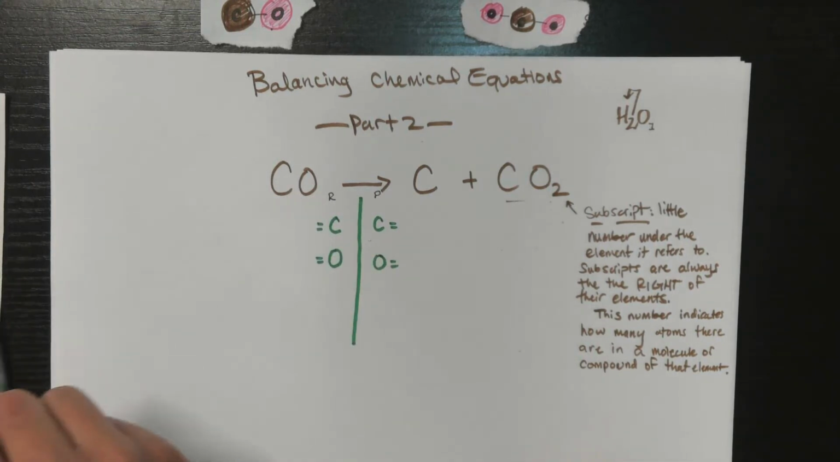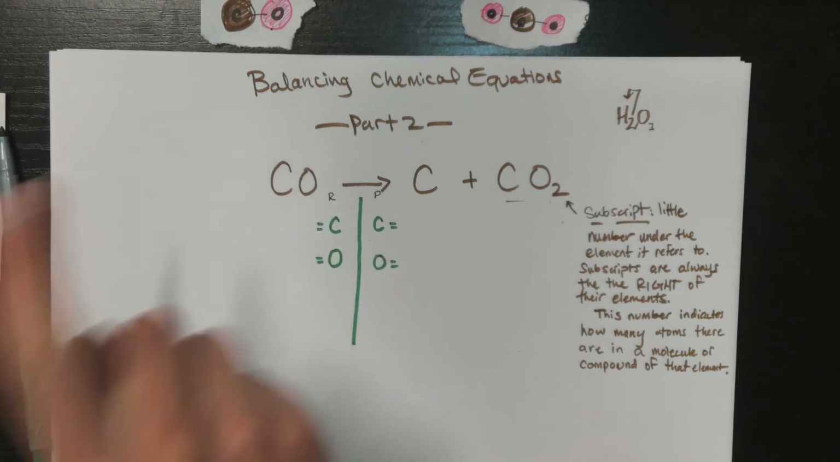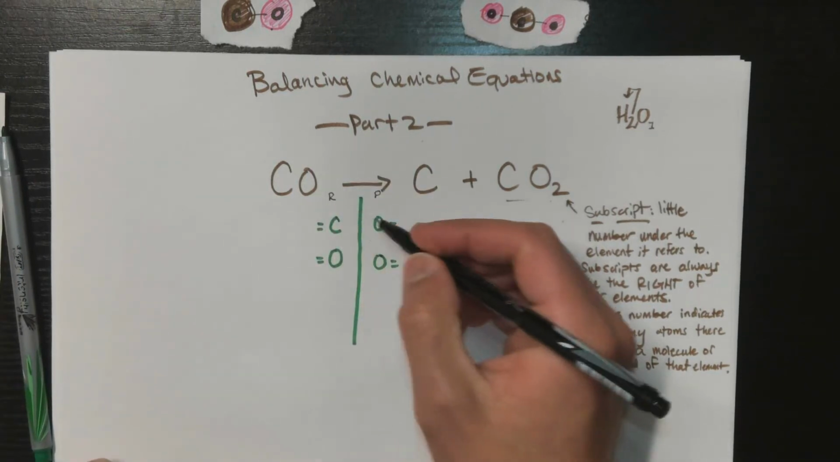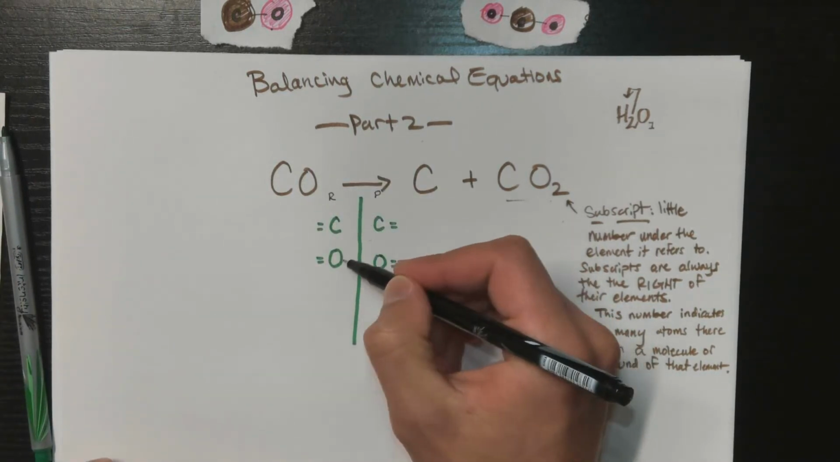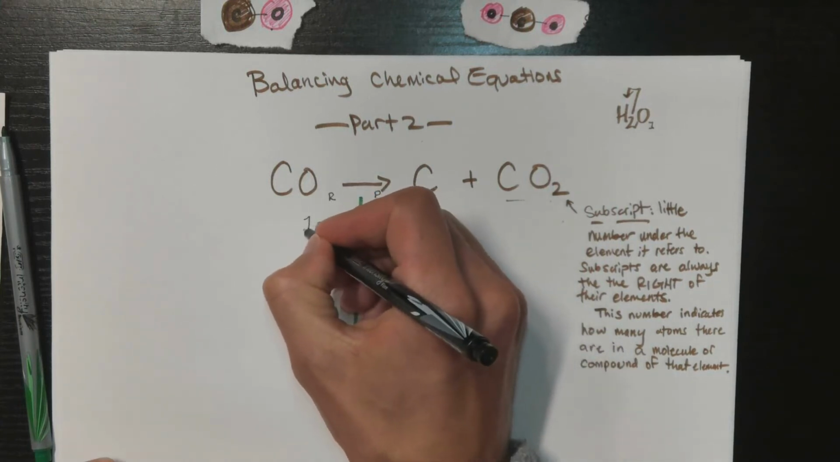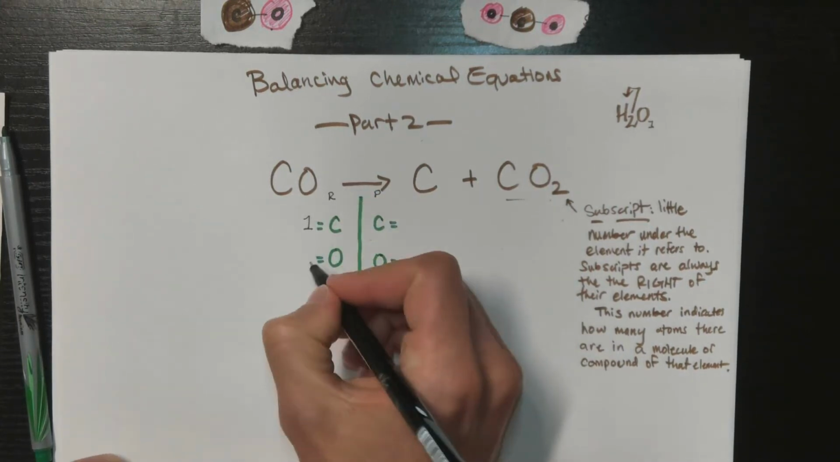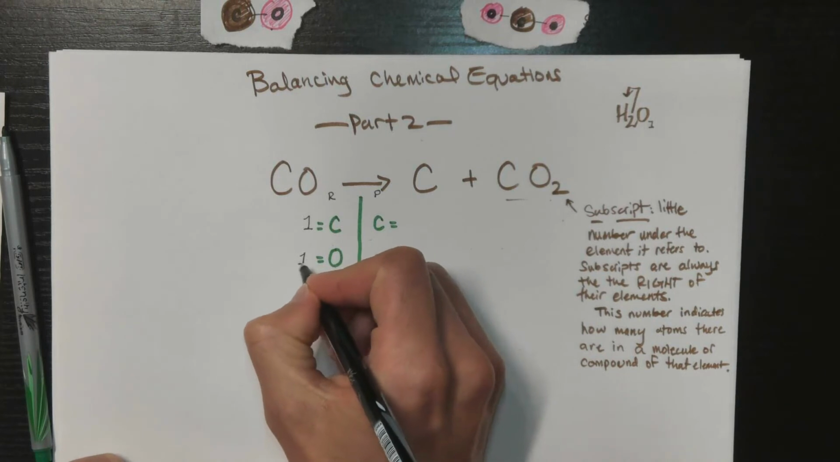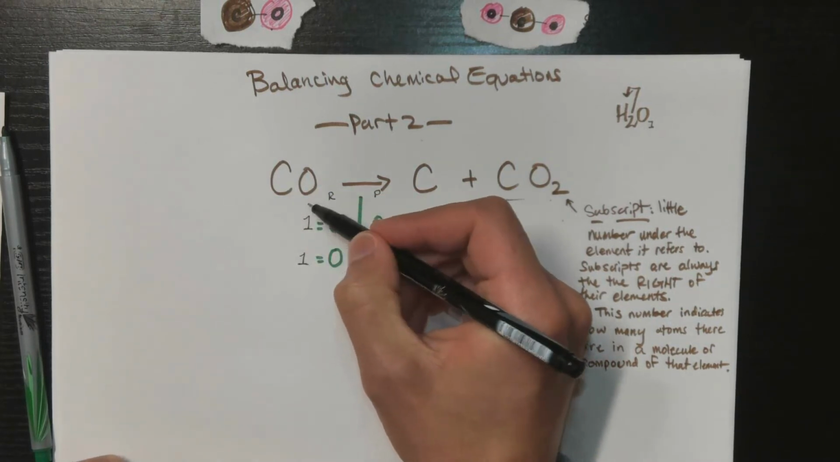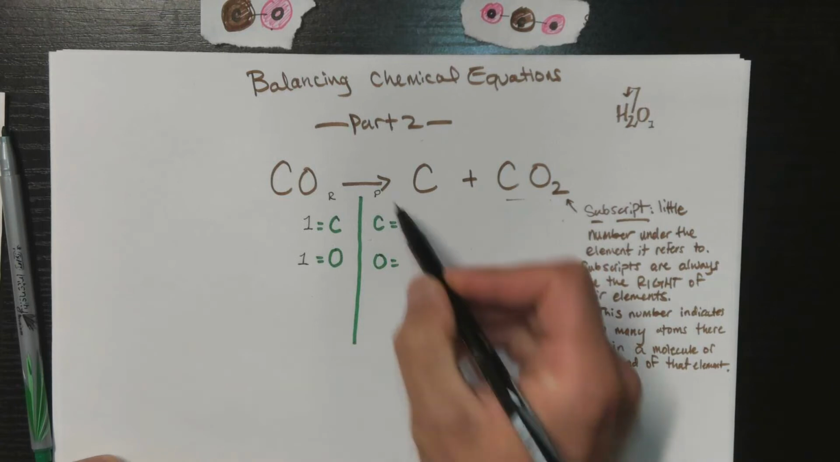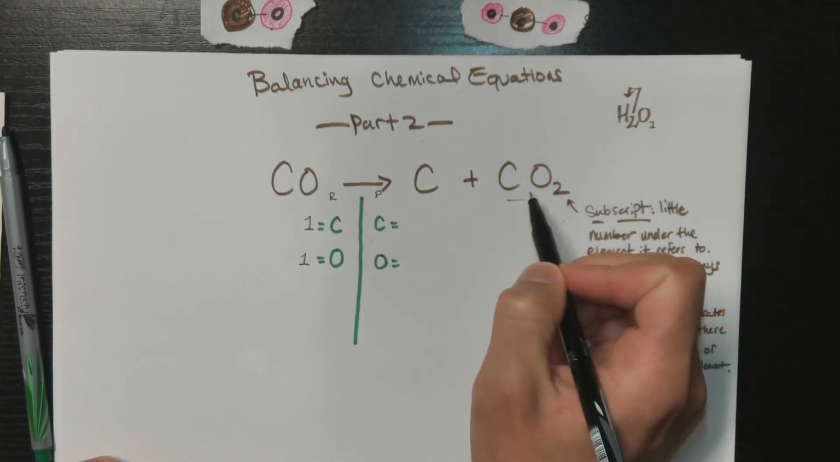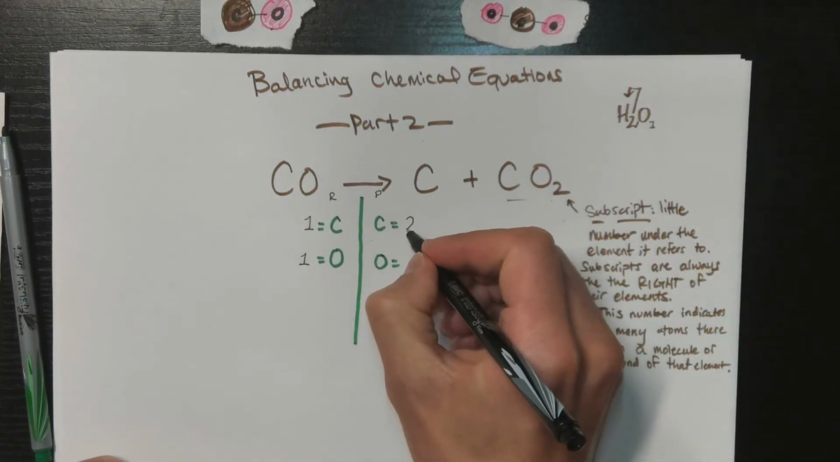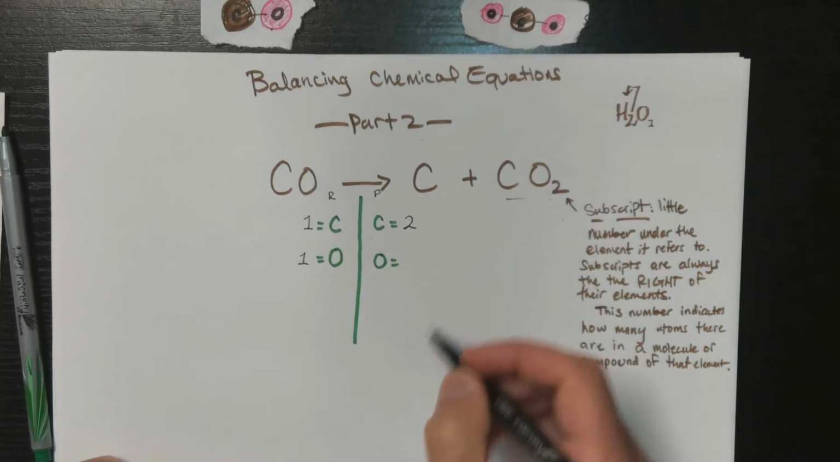So when we are trying to do the balancing for this, the first step is to draw the line and then list the elements. The next step is to count. So we're going to go ahead and count the number of carbon atoms and the number of oxygen atoms. That was pretty easy. Now let's count the number of carbon atoms on the right side. There are actually 2. And the number of oxygen atoms.